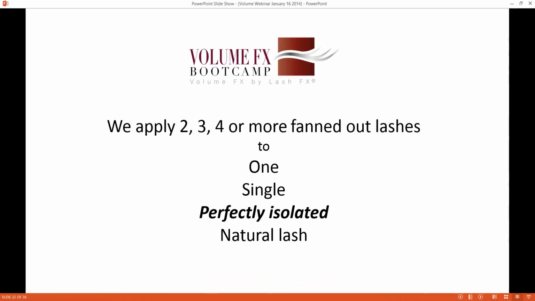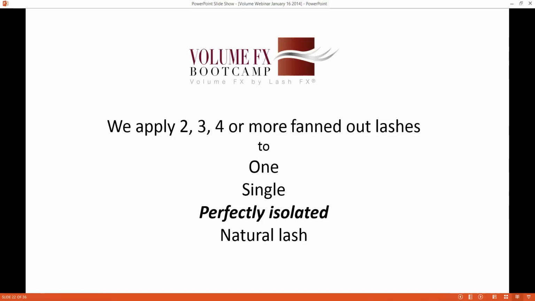So we apply 2, 3, 4, sometimes 5 and 6, believe it or not, fanned out lashes to one single perfectly isolated natural lash. And this is the first reason why I say that volume lashing is definitely for the advanced or alpha lash artist. You have to be very comfortable with a variety of circumstances hitting you in your chair, with a variety of clients, to be able to do this very, very well, because isolation is key.